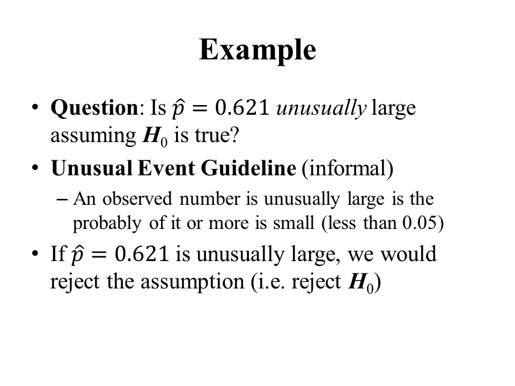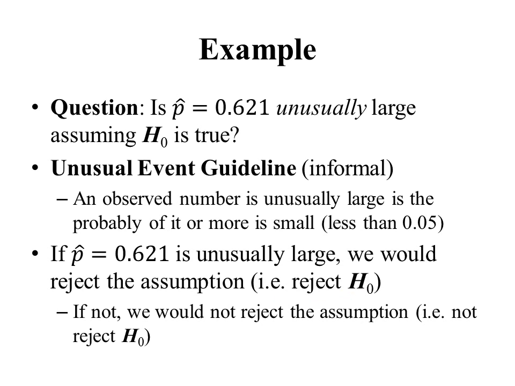Again, just to summarize, if this probability were small, meaning that this sample proportion is unusually large, then we would reject the assumption. Or stated in other words, we would reject the null hypothesis. On the other hand, if this sample proportion is not unusually large, then we would not reject the assumption. Or in other words, we would not reject the null hypothesis.